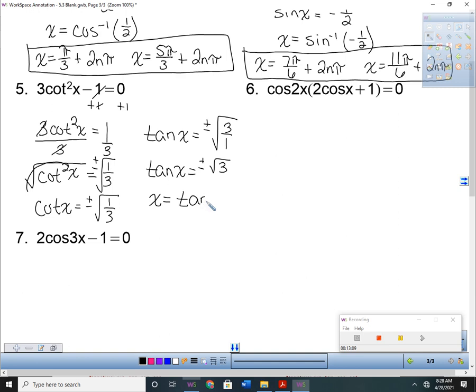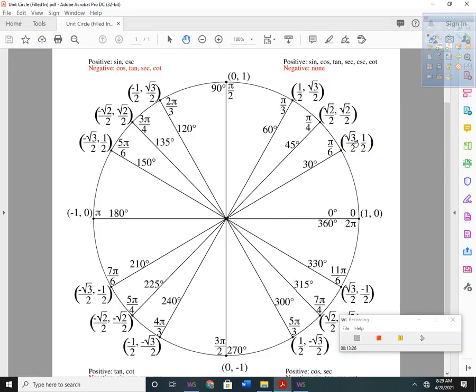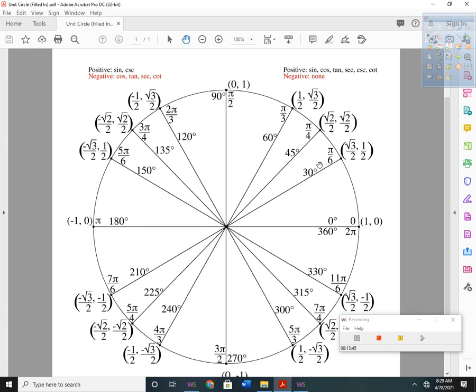So I have tan inverse of plus or minus the square root of 3. So I'm looking for angles whose tangent is a positive square root of 3 and a negative square root of 3. So I look at my unit circle. We already know that this one was square root of 3 over 3. So this angle is square root of 3. This angle is square root of 3. This angle and this angle, right? This one and this one. Might help if I got the right angles.